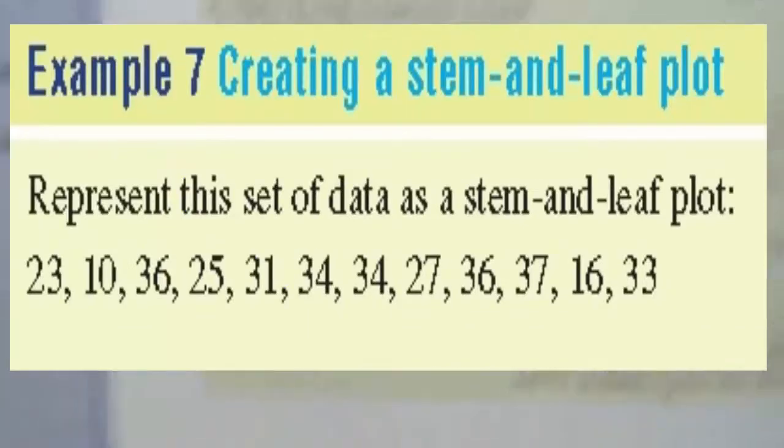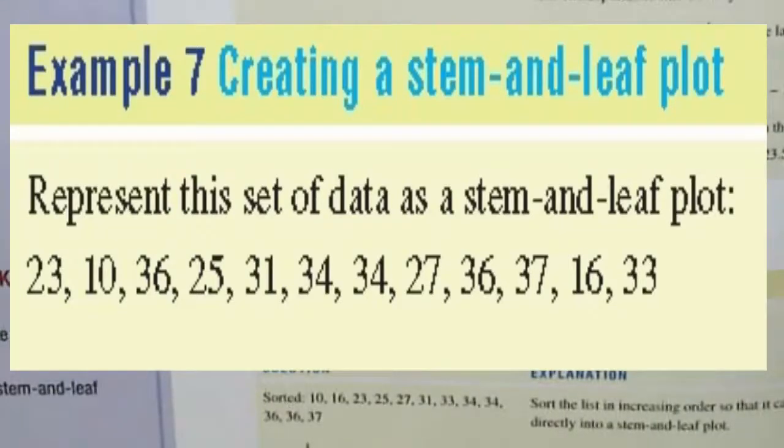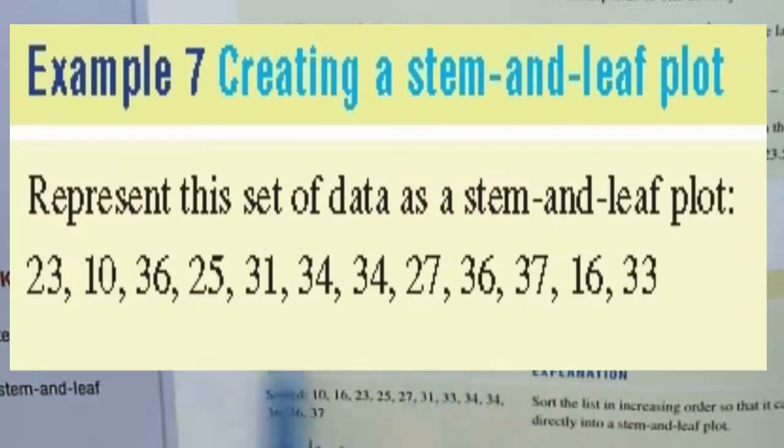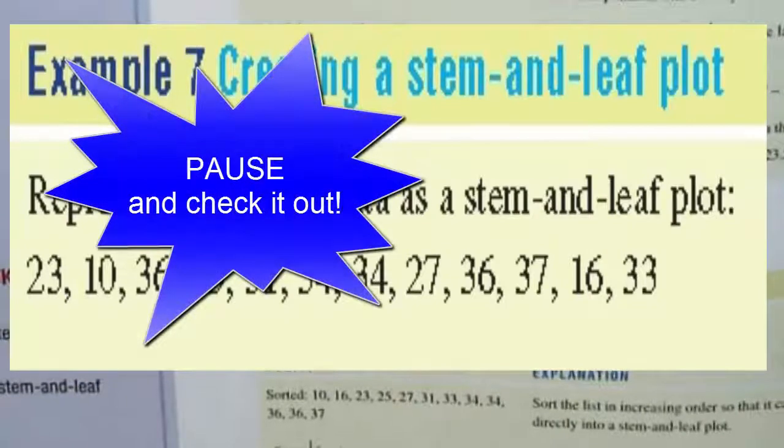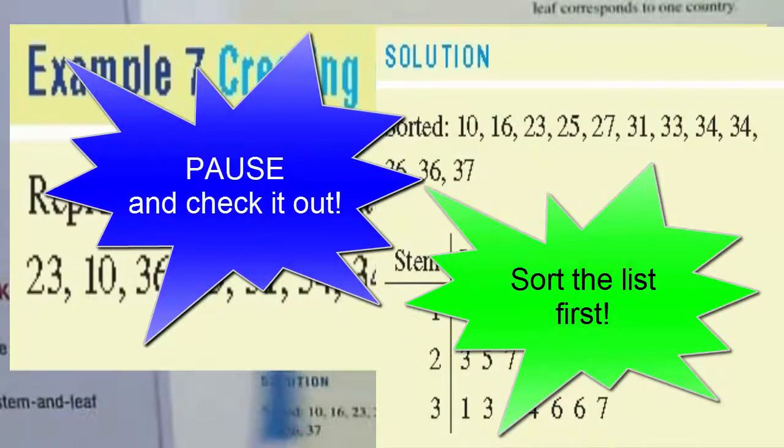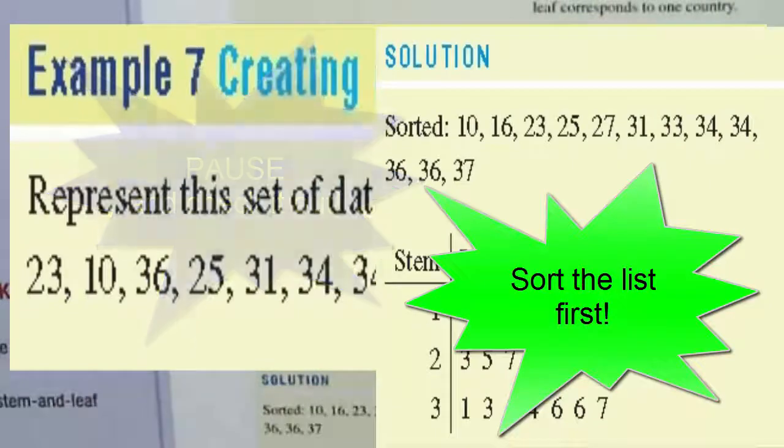Next example, example 7. Put that onto a stem and leaf plot, so those lists you get there, create the stem and leaf plot. You can have a look at the explanation and solution to see how yours went with that. I would suggest having a go at example 7 so you know how things work. Have fun with that.